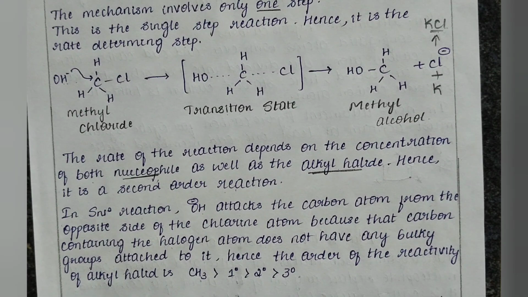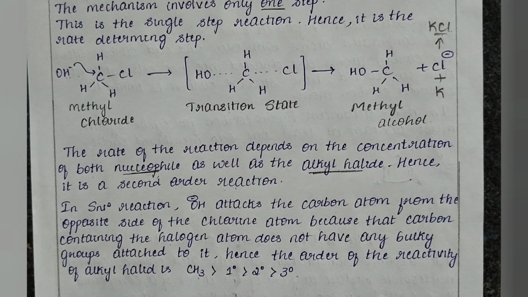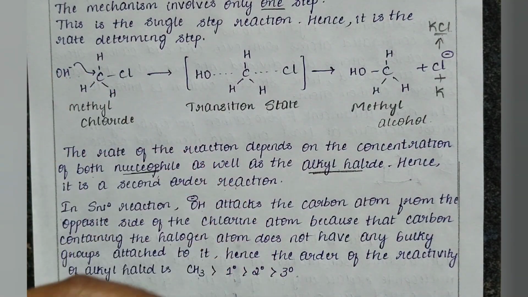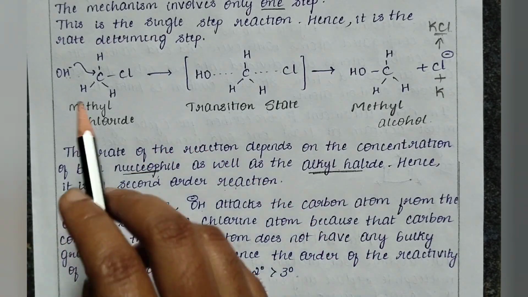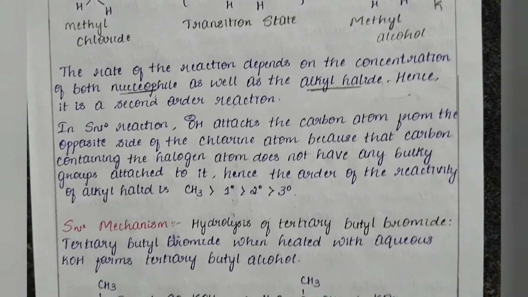If any carbon atom contains a halogen, the carbon atom may not contain any other bulky group. Since there are no bulky groups on the opposite side of the halide, the attack of the nucleophile always takes place on the side opposite to the halide. Now, let us see the SN1 mechanism.